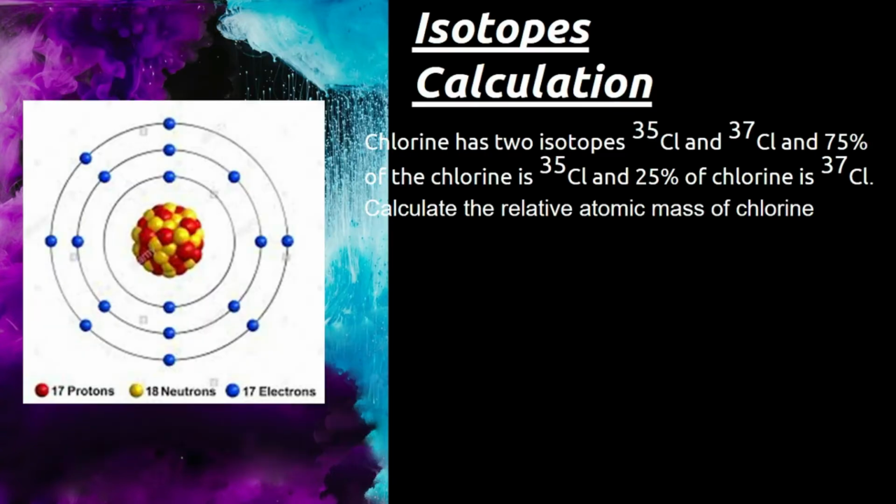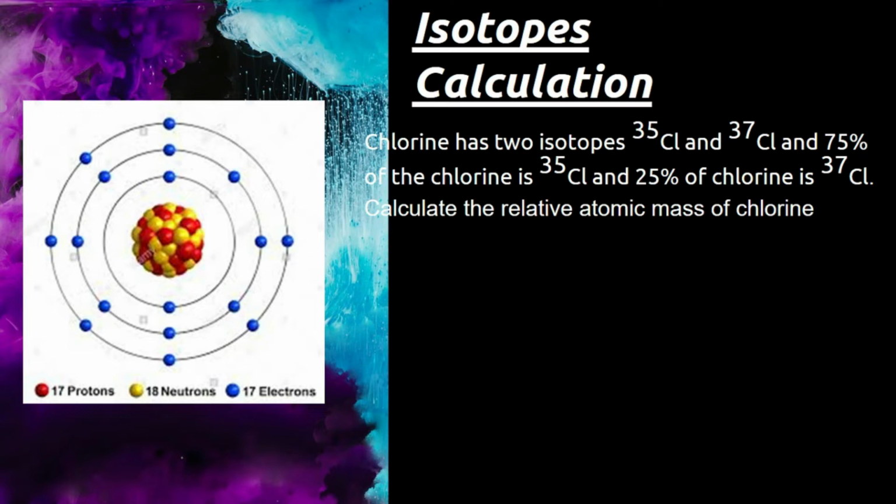And then we come to an isotope calculation. Usually this type of question is given in our Unit 1 IAS paper for around 2 marks, so this is an easy 2 marks. In this question, we have that chlorine has 2 isotopes, 35Cl and 37Cl, and 75% of the chlorine is 35Cl and 25% of the chlorine is 37Cl.